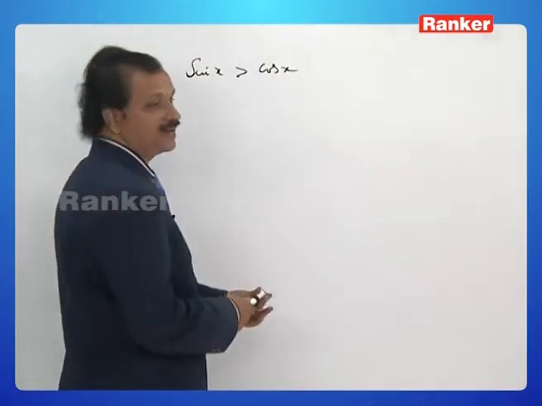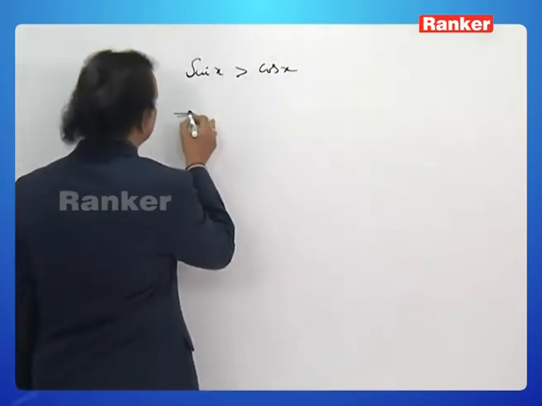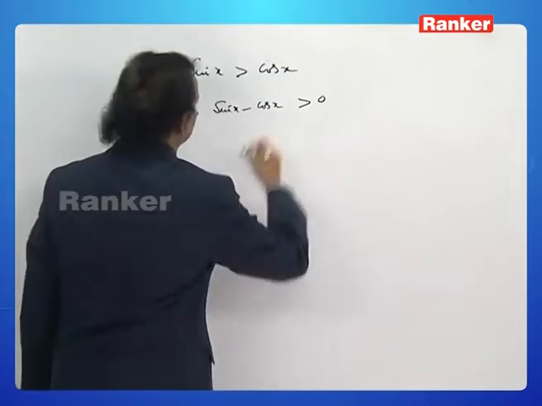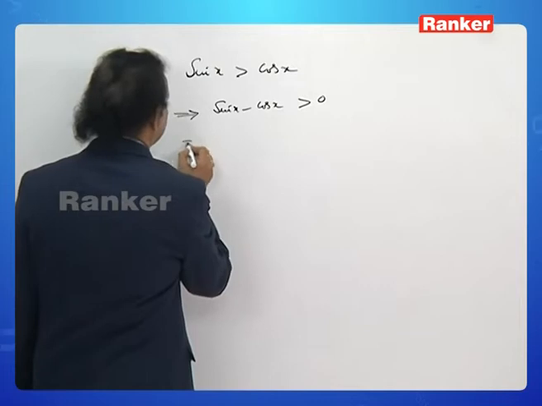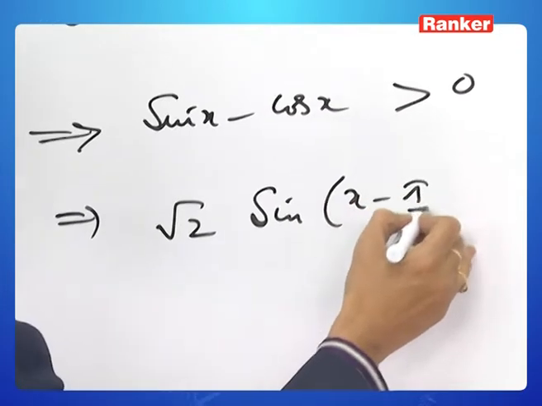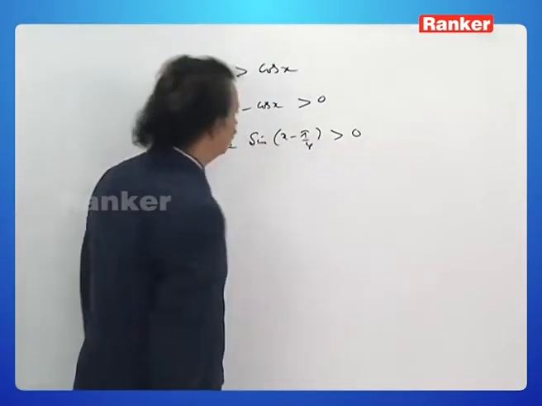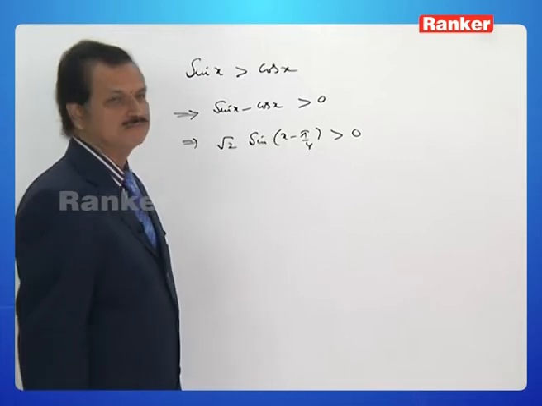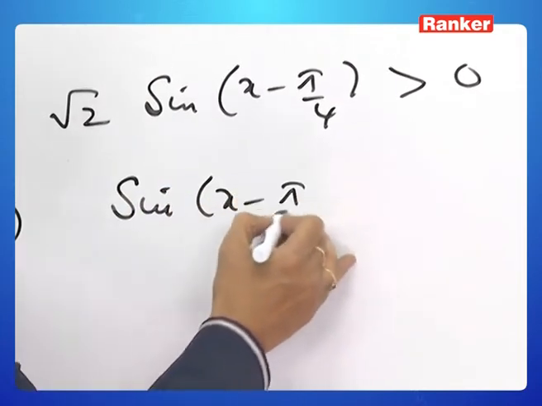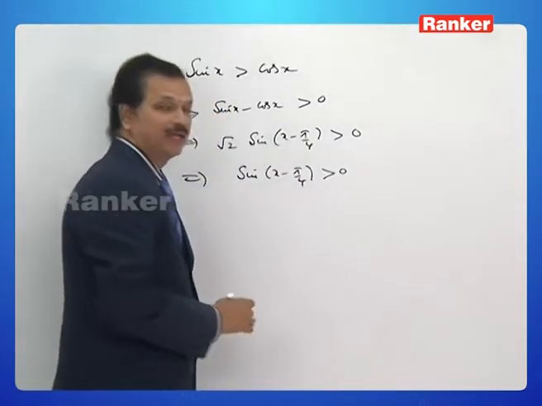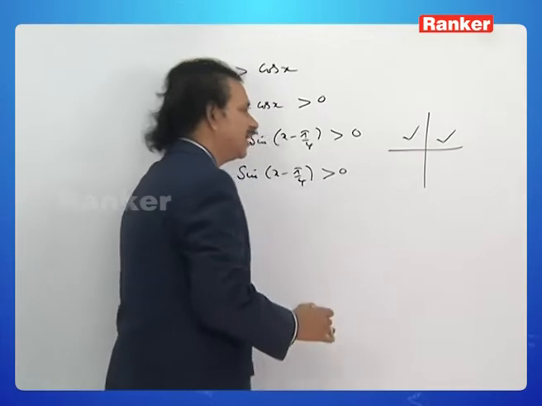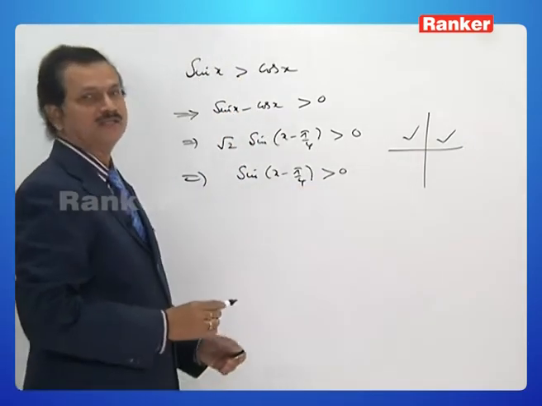Look here. Sin x is greater than cos x implies sin x minus cos x is greater than 0, implies root 2 into sin of x minus pi by 4 greater than 0. I think you do agree with it. Implies sin of x minus pi by 4 greater than 0. Sin theta is positive. Therefore, where should it lie? Either in the first quadrant or in the second quadrant.